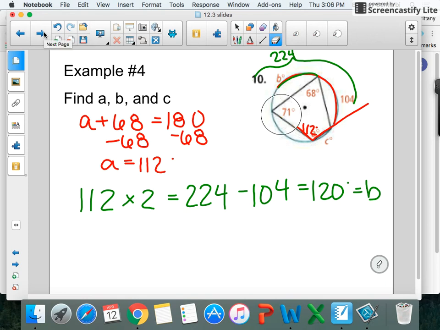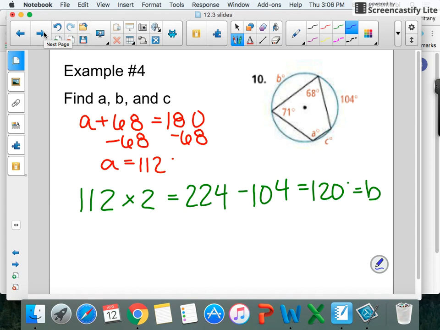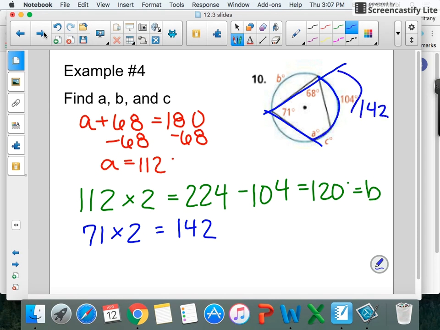Then we're going to do the same concept to figure out C. So again, where my arc is right here, the C part, but I'm going to extend the angle I already have, so we're going to extend 71. So if we take 71 times 2, so angle to arc, we get 142 degrees. So that is going to be the entire arc. But again, we just want C, so we can get rid of this 104, and that'll leave us with C. So we're going to subtract 104. So we're going to get that C equals 38 degrees.